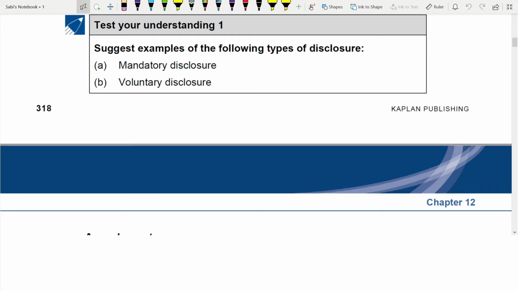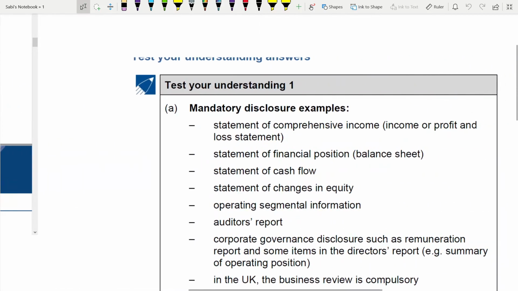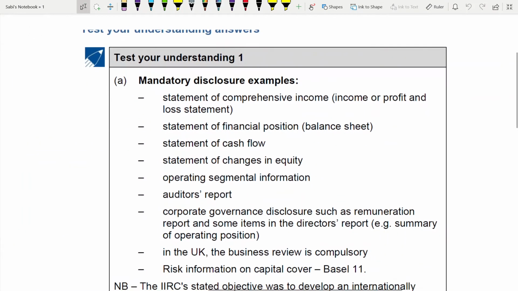Test your understanding one. Here you are supposed to give examples of these two types of disclosure, mandatory and voluntary. Let us first go through mandatory disclosure, which is required by law. Things like statement of comprehensive income, statement of financial position, statement of cash flows, statement of changes in equity, operating segmental information. Operating segmental information is also, by the way, compulsory now, okay? If you are having segments, if you are a very big company. It's not for SMEs and small companies.